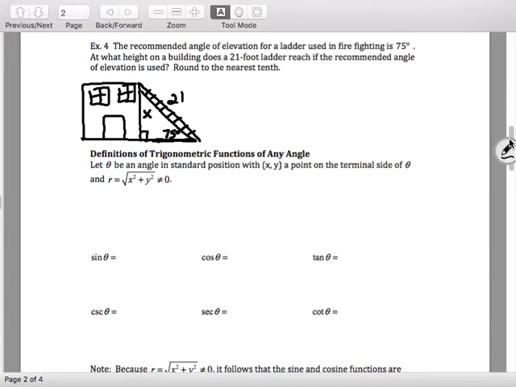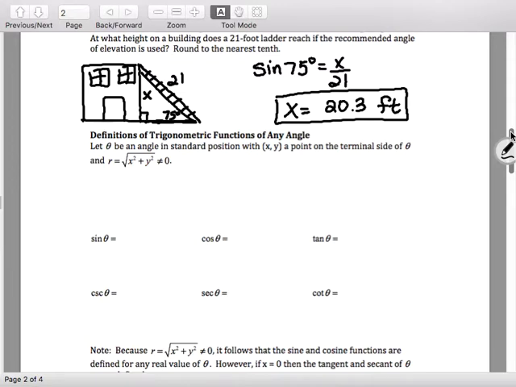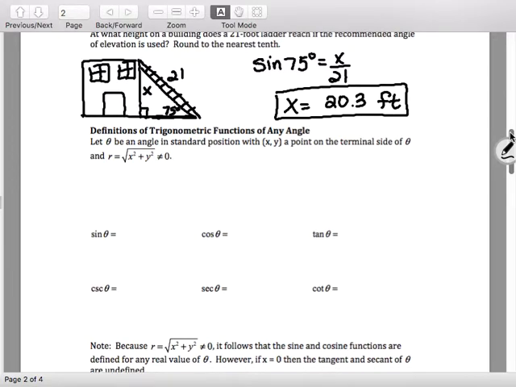So from 75 degrees, I have opposite over hypotenuse. So I'm going to use the sine function. Multiplying both sides by 21, it says round to the nearest tenth. I do want to remind you, if the problem includes units, your answer needs to include units for full credit. So I got 20.3 feet. All right, questions on that one?